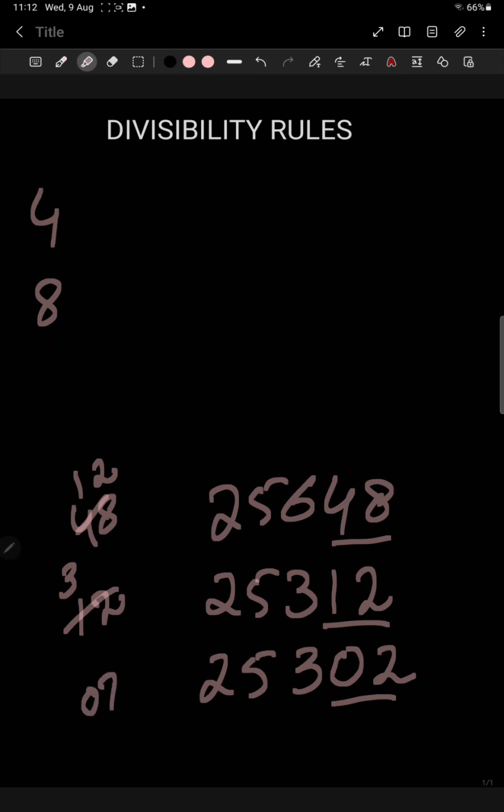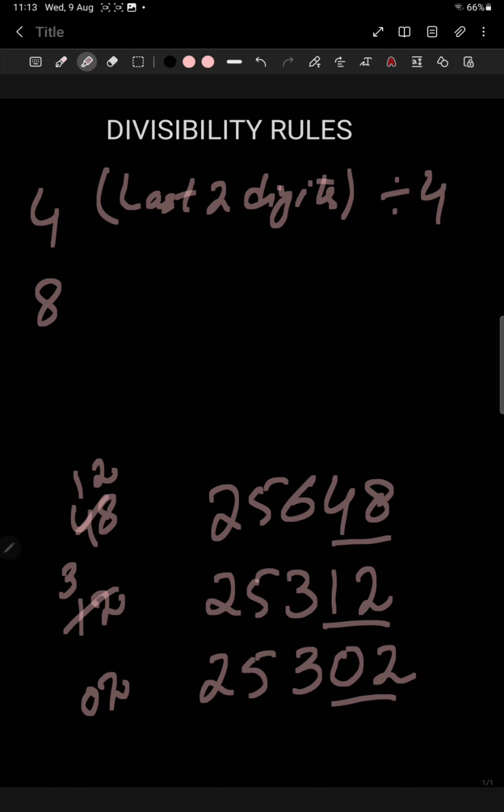25,302, the last two digits 02, this is not divisible by 4. So this whole number is not divisible by 4. For the divisibility rule of 4, the last two digits must be divisible by 4. The last two digits, the digits at the unit and tens place, we will take separately and check them. If they are divisible by 4, the whole number will be divisible by 4.